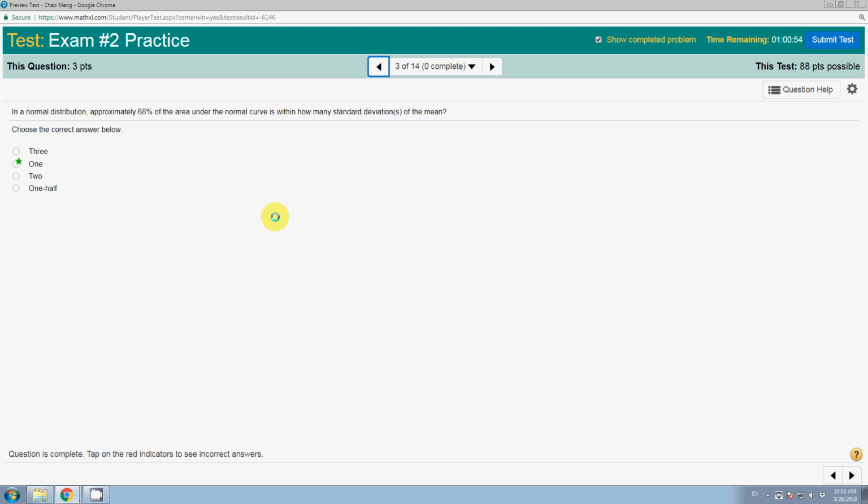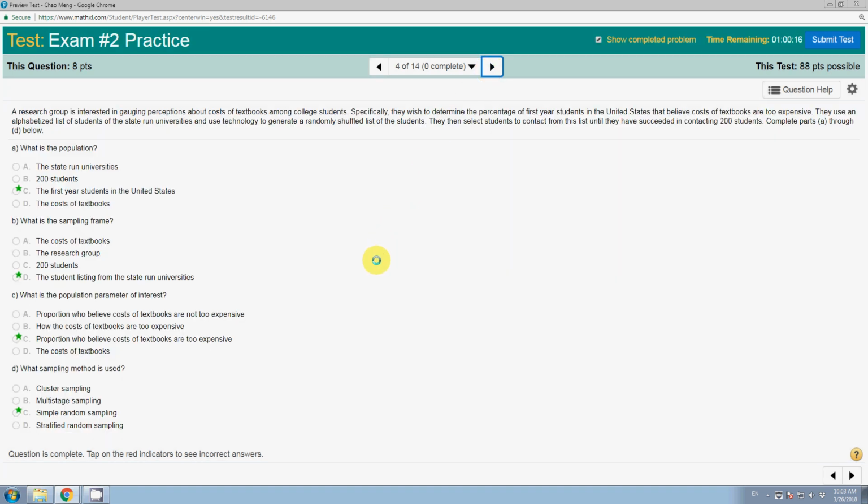So the first number, 68, means 68% of data will fall within one standard deviation of the mean. The second number, 95, means 95% of data will fall within two standard deviations of the mean, and 99.7 means 99.7% of the data will fall within three standard deviations of the mean. And in this question, we are talking about the first number, 68%, so that corresponds to one standard deviation of the mean.